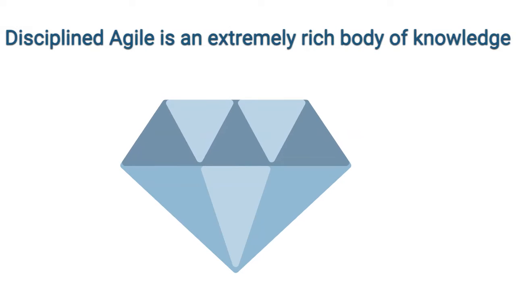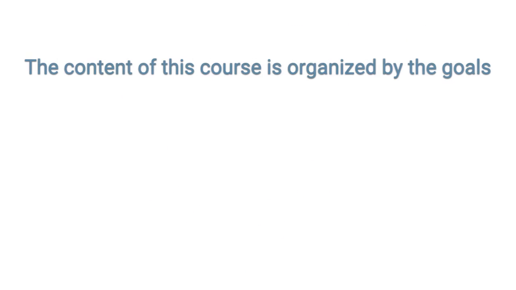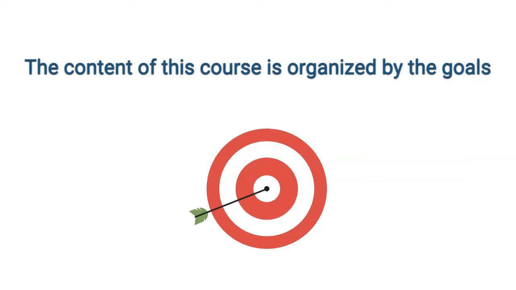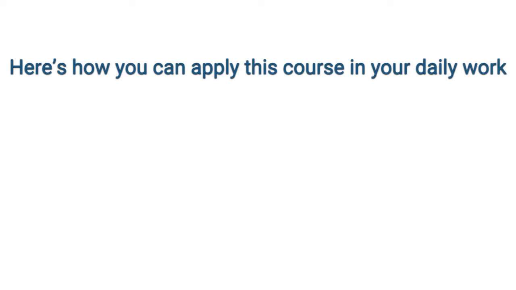Disciplined agile is an extremely rich body of knowledge that is presented in an accessible manner. The good news is that the content of this course is organized by the goals, and that by using the goal-driven approach, it is easy to find the guidance that you need for the situation at hand. Here's how you can apply this course in your daily work to be more effective in achieving your desired outcomes.